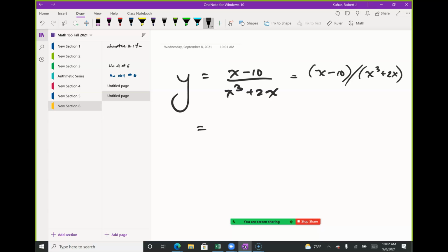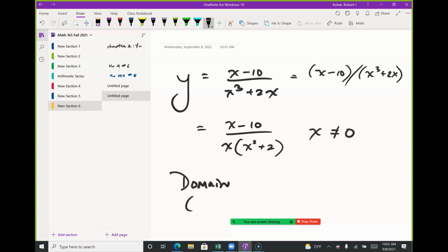But the real idea is just to look for the bad numbers. And the bad numbers are going to come from when I factor downstairs. So I get an x times an x squared plus 2, right? So it looks like I get x equals 0. So I want to make sure x does not equal 0, because then I'm dividing by 0. So my domain in this particular case is minus infinity to 0, union 0 to infinity. And of course, if I looked at that graph, you'd see there's no y values at 0.